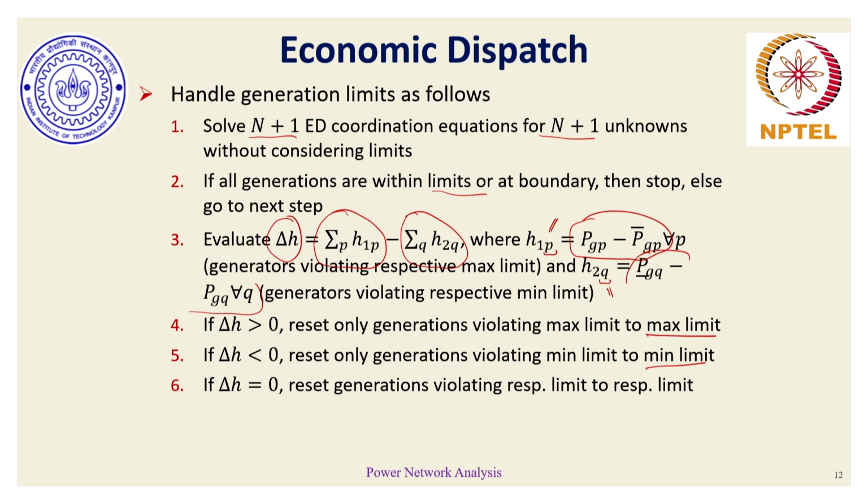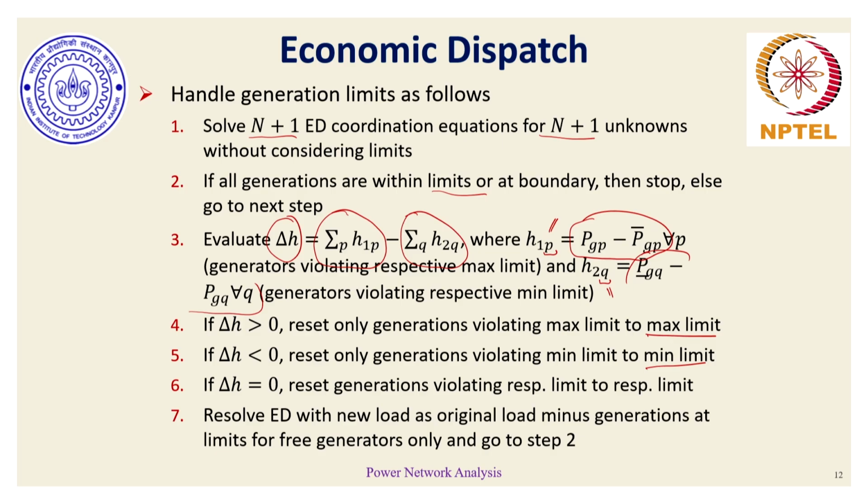Once the generators are set at their respective limits, these thermal units are out of the economic dispatch problem. So the coordination equations tend to reduce because generations are being fixed at their limits. Economics is no more applicable for them. We again resolve a new economic dispatch with new load as the original load minus generators which are frozen at their limits. So they basically tend to minimize the overall load. We resolve the ED problem, come back again to step 2 and repeat this till all violations are gone.